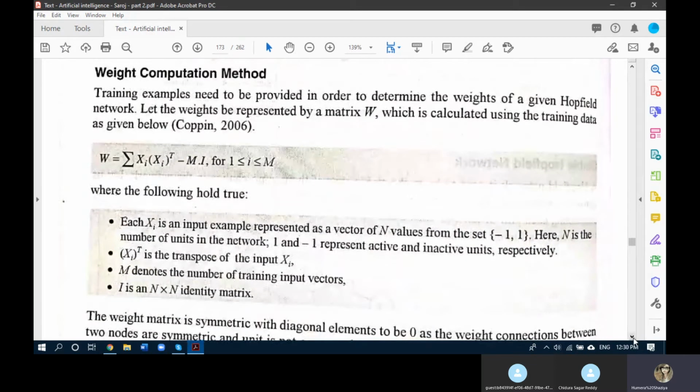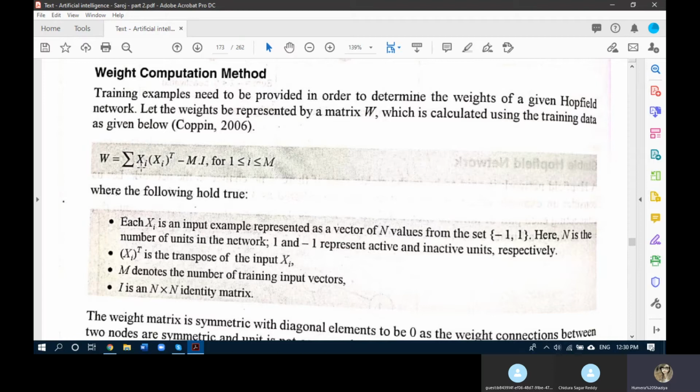Weight computation method. How to compute the weights? When training examples are provided, the weights between the nodes or the units have to be calculated. How is that calculated? To figure out how it is calculated, you need to understand this formula. What is this formula?